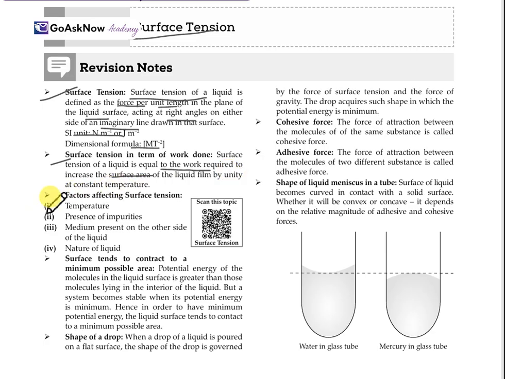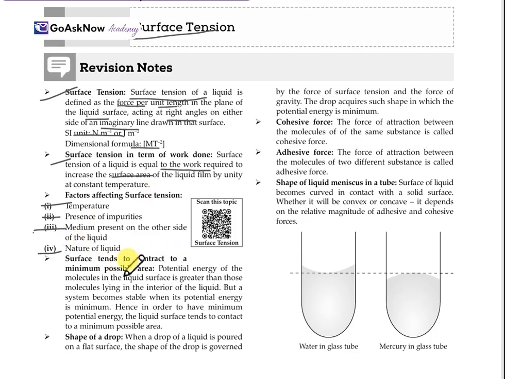Factors affecting surface tension: temperature, presence of impurities, as it is all about the liquid. So, obviously, the presence of impurities, the medium present on the other side of the liquid, and the nature of the liquid. These are the major factors affecting surface tension.